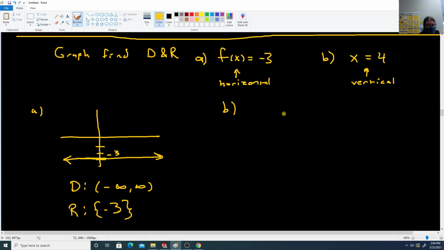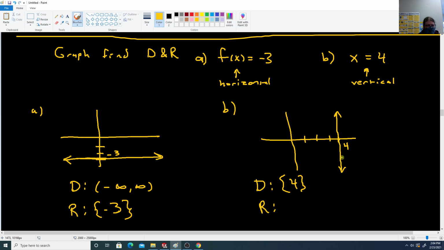For part B, we have a vertical line at 4, so we go out to 1, 2, 3, 4. There's a vertical line there. Again, this isn't diagonal, this is vertical, so its domain and range are not both all real numbers. Its domain, the only x value you're allowed to hit here is 4. So its domain is just 4. And its range extends forever downwards and forever upwards. So in this case, the range is all real numbers.